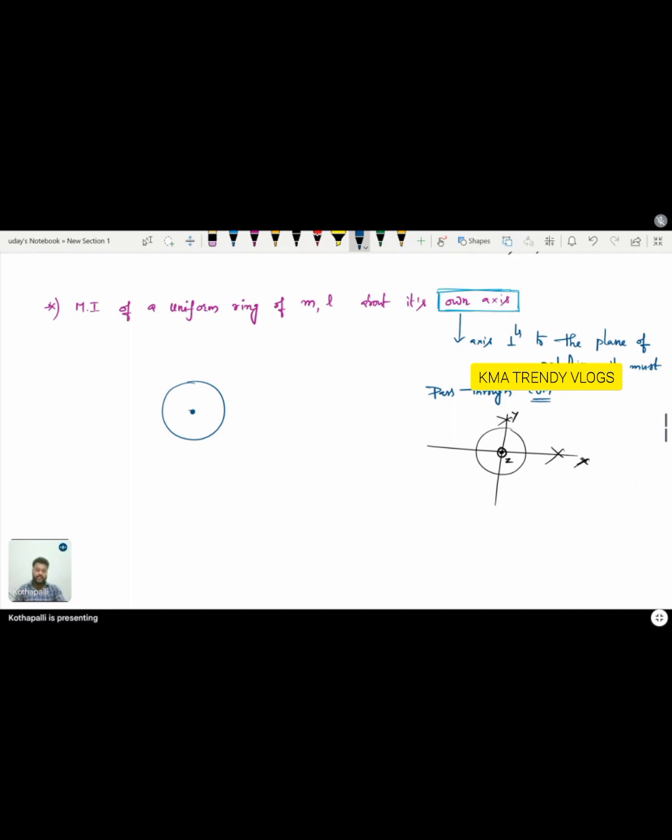Okay, this is the axis, into the plane. Same method we follow: we'll take a small point mass on the ring and calculate the perpendicular distance from the axis of rotation to that point mass, and then we'll integrate to get the total value of moment of inertia. Let's see how to do it.